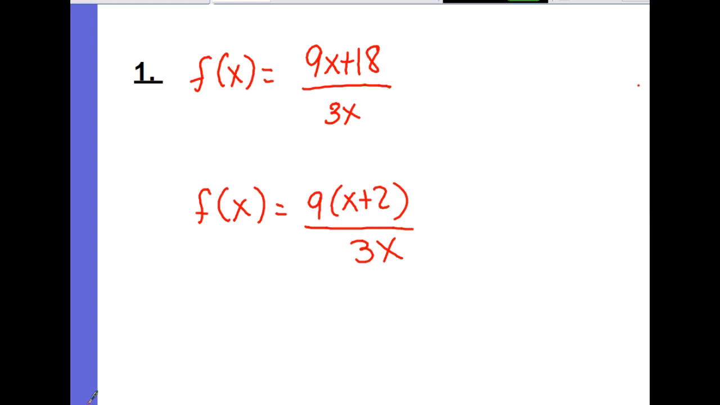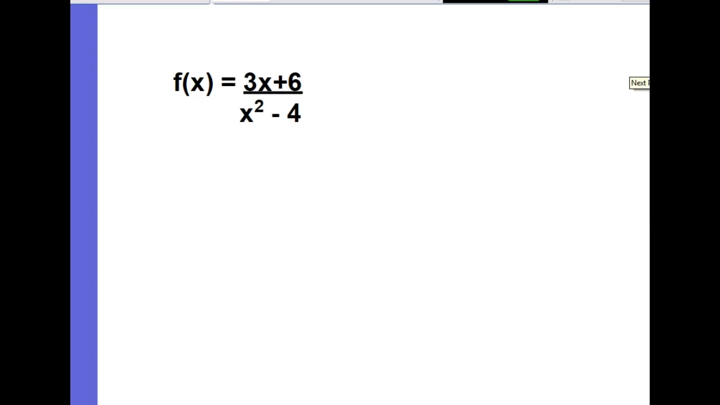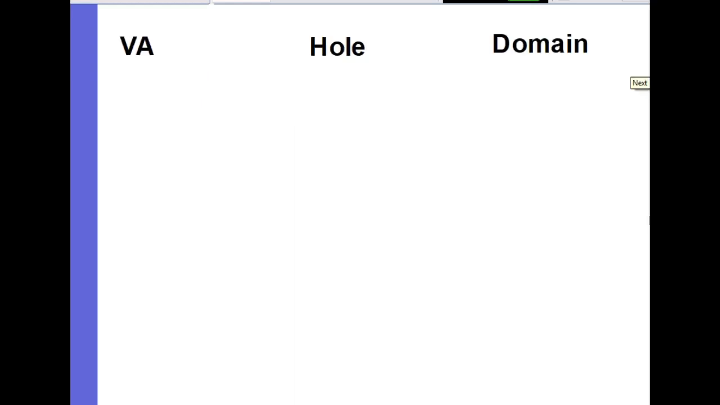When you are graphing, the first thing you need to do is factor your equation. When I factor this equation, there isn't anything that canceled out. So over there on the right-hand side, underneath the word hole, you write none, because there is not anything that canceled out.